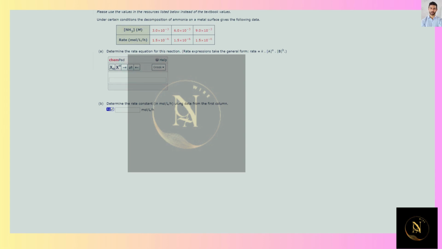Over here we're going to have a certain reaction in which we're going to have the decomposition of ammonia on a metal surface, giving the following data. We are having different initial concentrations for NH3 and different rates.